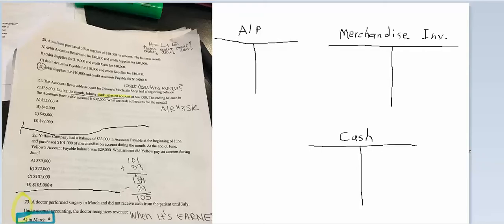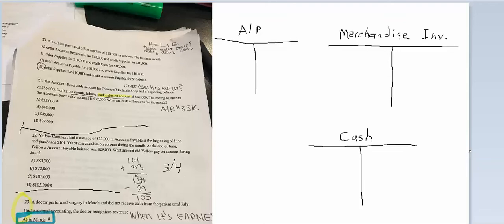So we had Yellow Company, and it had a balance of $33,000 in accounts payable at the beginning of June. Looks very familiar, similar to the other one, right? And they purchased 101,000 of merchandise on account during the month. At the end of June, Yellow's accounts payable balance was 29,000. What amount did Yellow pay on account during June? This is a classic, once again, 3-4. Given three elements, you have to solve for the fourth.